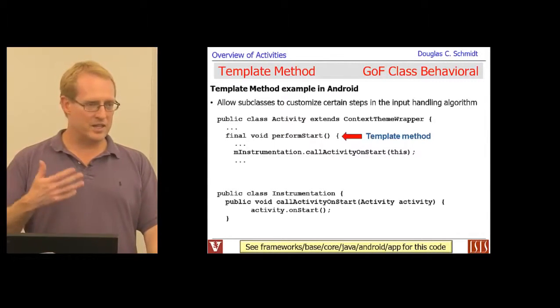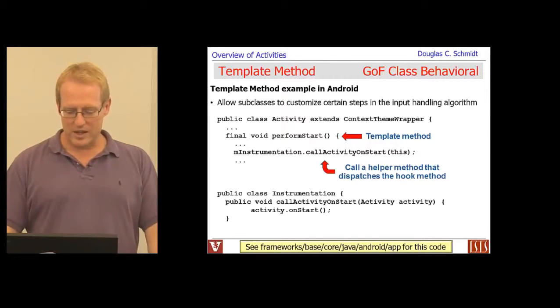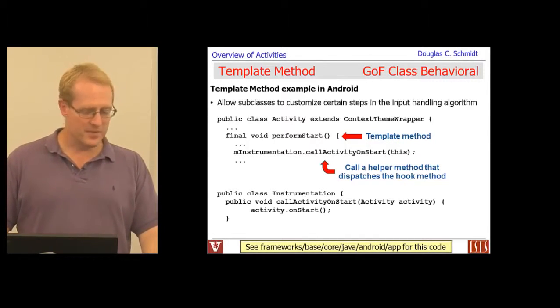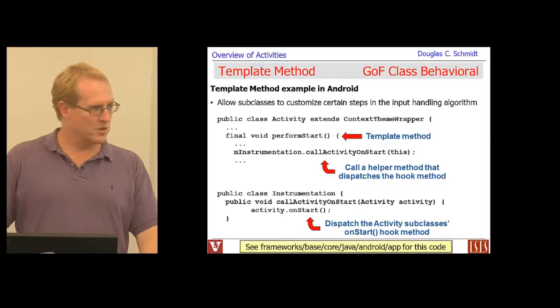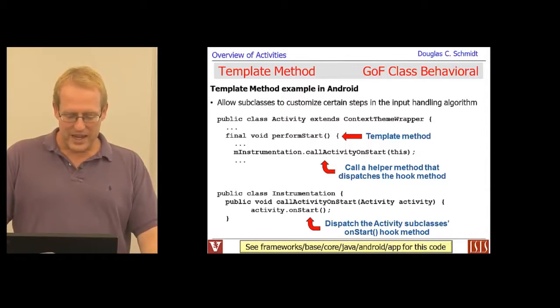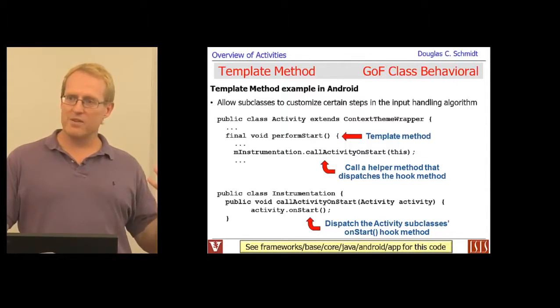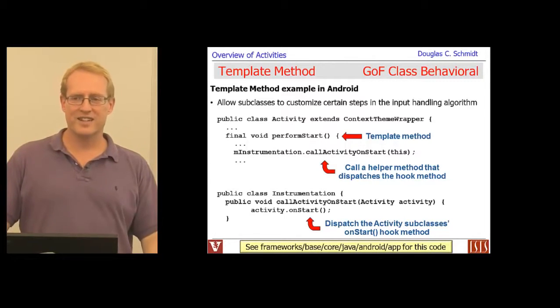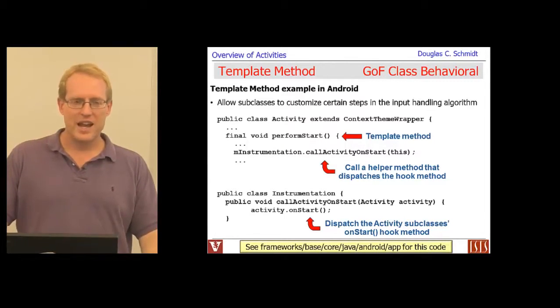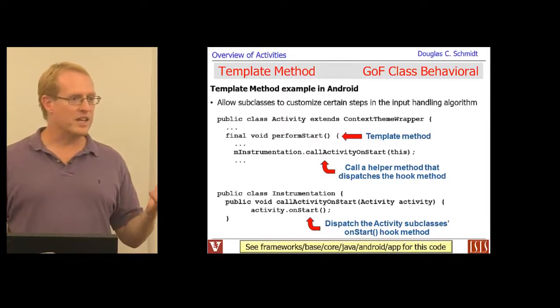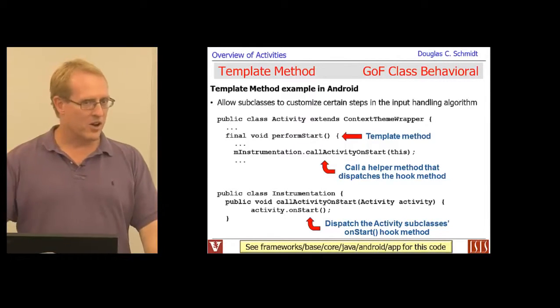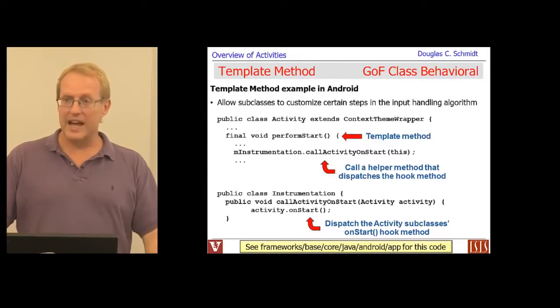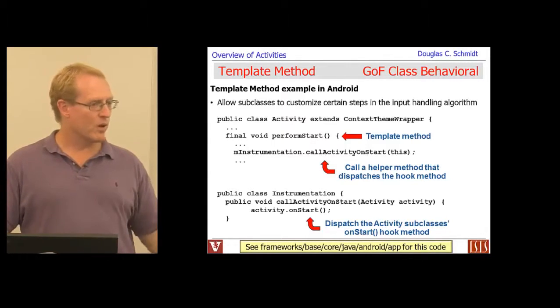It does a set of things. One of the things it does is to call this helper method. And if you take a look at what this helper method does, it just turns around and takes the activity parameter passed to it, which is the activity context, the perform start activity context, and says, hey, activity, start yourself, and calls the onStart hook method. And that, of course, is what's dispatching the method that you would write.